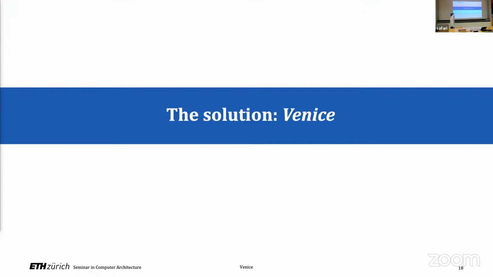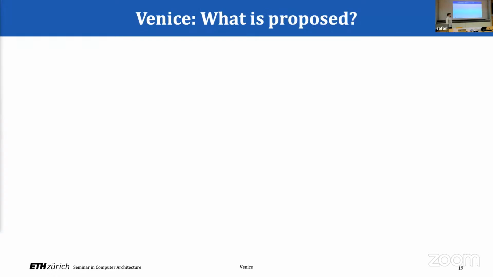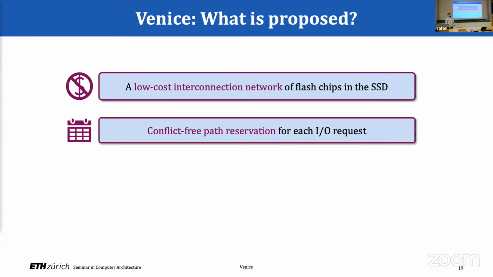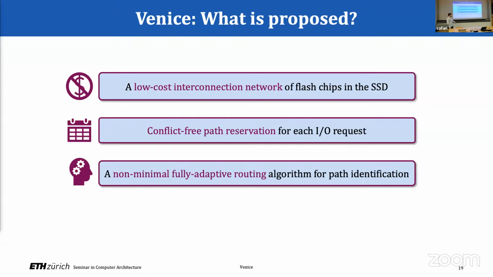Now let's look at the solution proposed in the paper, which they have named Venice. To effectively address the problem of path diversity, they introduce a low-cost interconnection network of flash chips in the SSD. To then be able to identify and reserve those paths, they introduce a conflict-free path reservation for each separate I/O request. And lastly, to fully utilize the path diversity offered by the low-cost interconnection network, they employ a non-minimal fully adaptive routing algorithm for path identification.